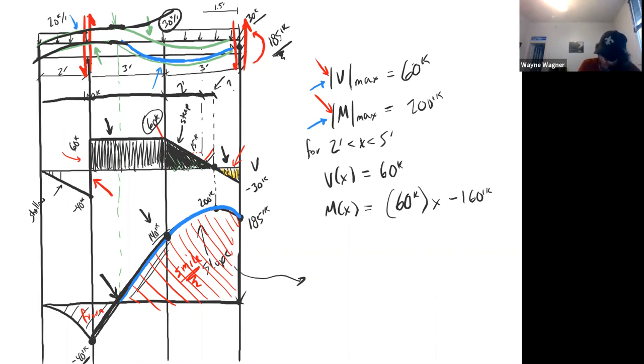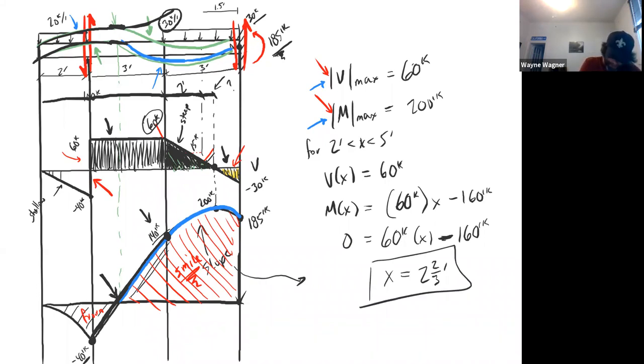But anyway, we could say, okay, well, where does this equal zero? When is the moment zero? The moment is zero at X equals, minus 160 foot kips, so at X equals 160 divided by 60. So 160 divided by 60 equals 2 2/3. Okay, so that's 2/3 from here is where that thing equals 0. So if somebody ever were to ask you that, that's how you would get at that.